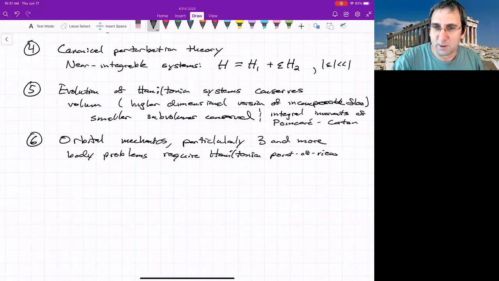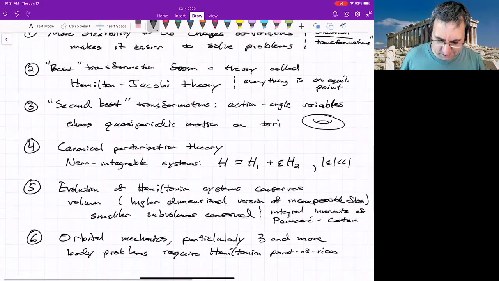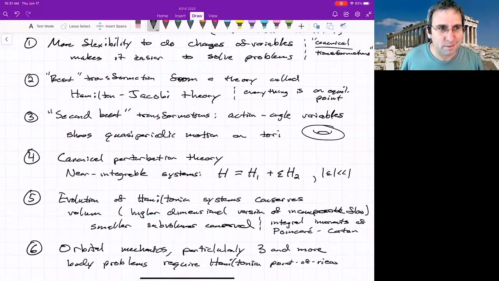There's more I could say, but maybe I will just leave it. Are there any questions about these advantages? It's a lot, but any thoughts?